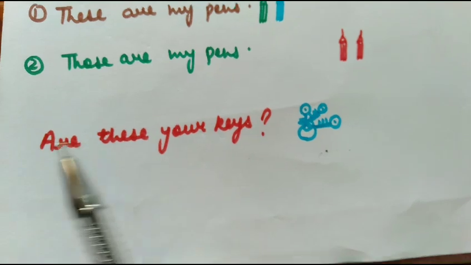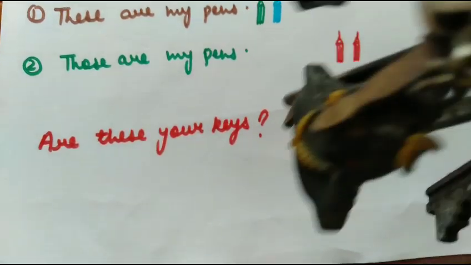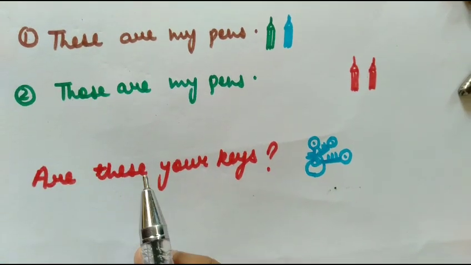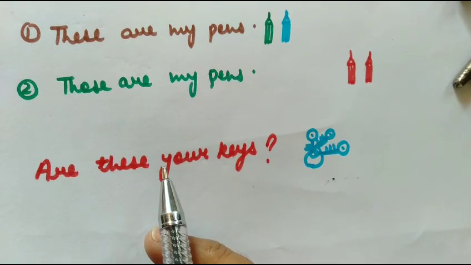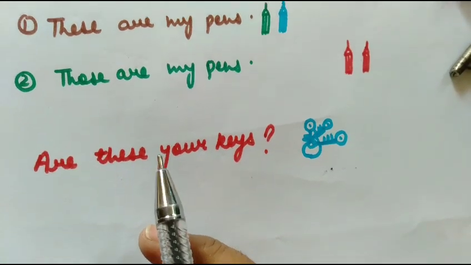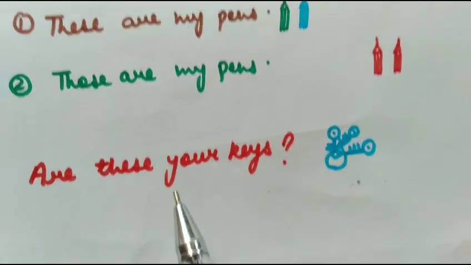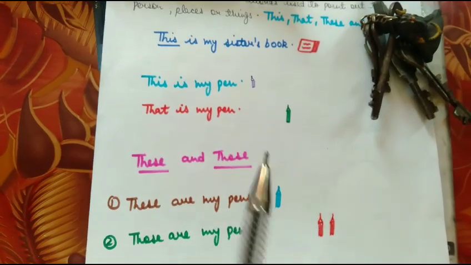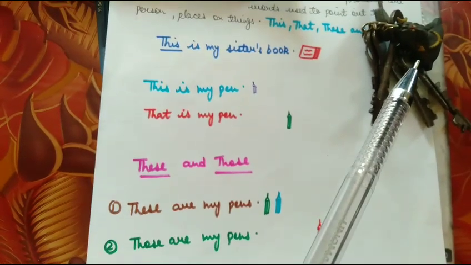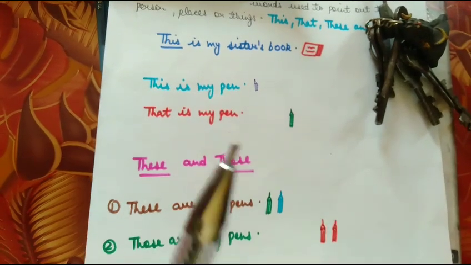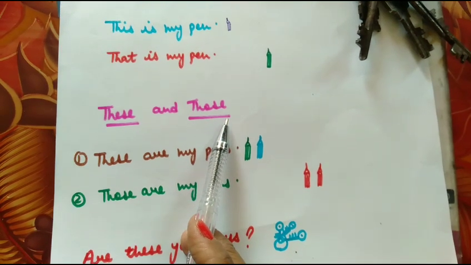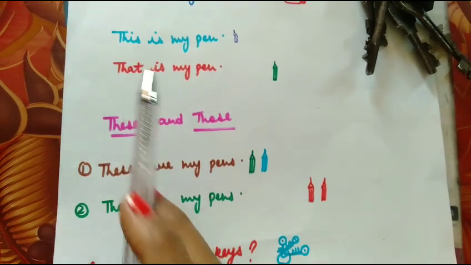Let's take one more example. Are these your keys? These are keys and the speaker is asking, are these your keys? These is a plural demonstrative pronoun used for items that are near or close to the speaker and also used for things present or happening now. If I say, are those your keys? So, those is a plural demonstrative pronoun used for items that are far from the speaker. It is the plural form of that.